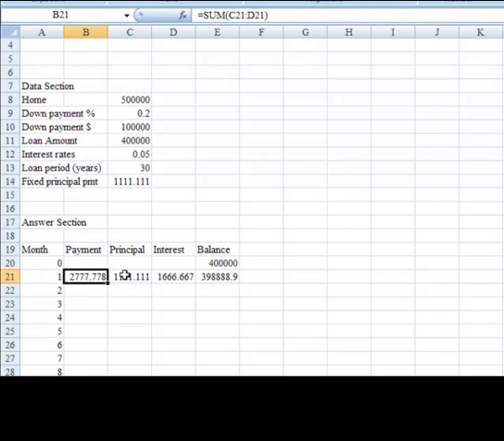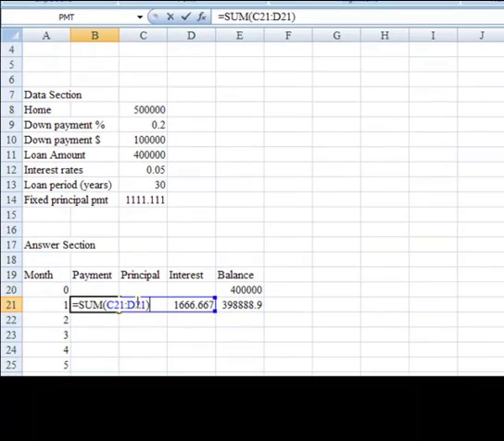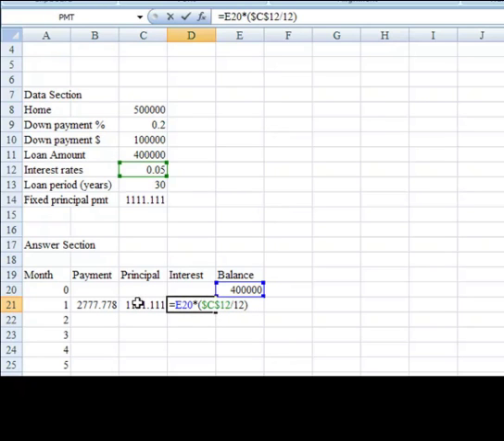This formula, if set up properly, can now be copied. This whole row of formulas can be copied all the way down and it will be correct. Why? Because the sum for the payment will always be purely relative. So as I copy it down, it becomes C22 to D22, then C23 to D23. That's correct. The principal will always refer to this fixed principal payment. The interest will always be the prior month's ending balance times this fixed interest rate divided by 12. And the balance will always be the last month balance minus the principal reduction.